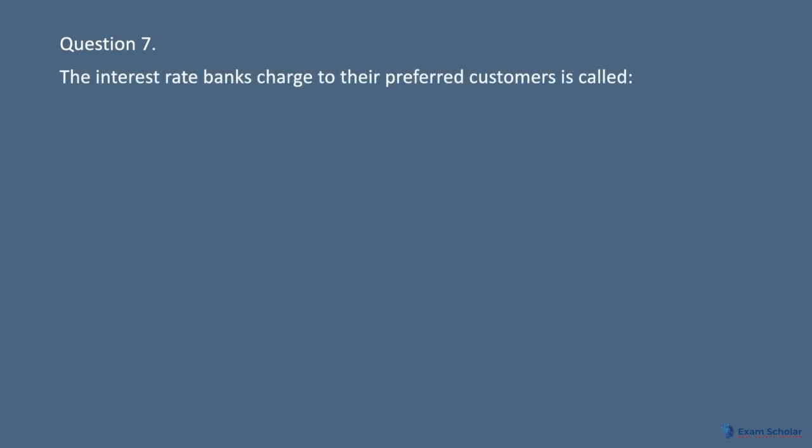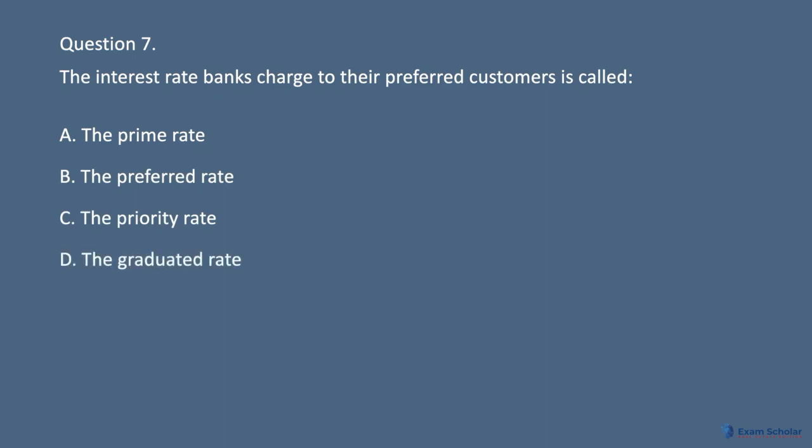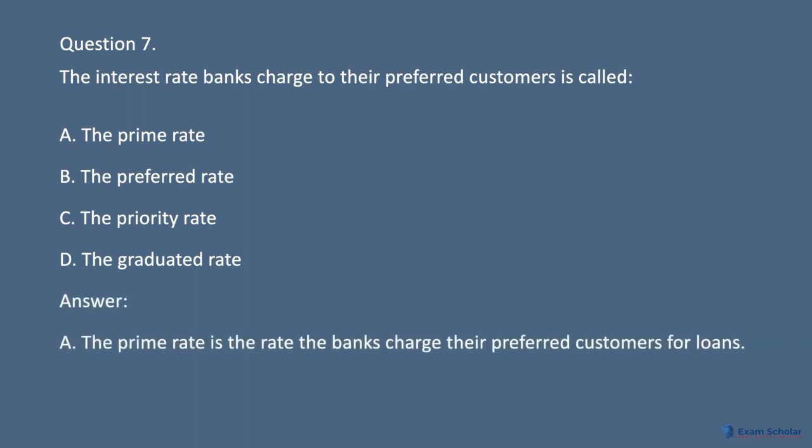Question 7. The interest rate banks charge to their preferred customers is called A. The prime rate, B. The preferred rate, C. The priority rate, D. The graduated rate. Answer. A. The prime rate is the rate the banks charge their preferred customers for loans.